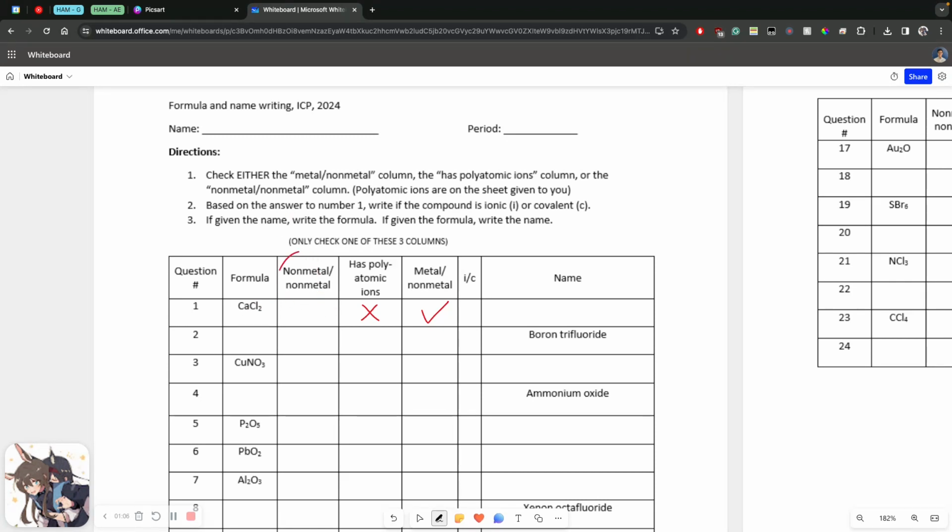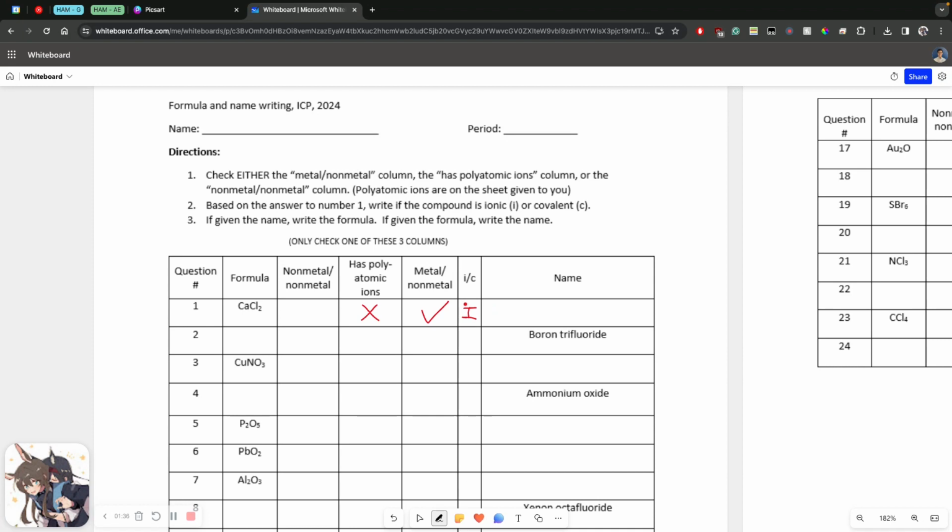Now, we're going to ignore the covalent section since we know that it's a metal and a nonmetal. With this information, we know that this is ionic because a metal and a nonmetal go together. If it were covalent, it would be a nonmetal and a nonmetal. All right, so with this information, we can name it. The first question we ask is, is it ionic or covalent? It's ionic, so we follow the ionic naming rules.